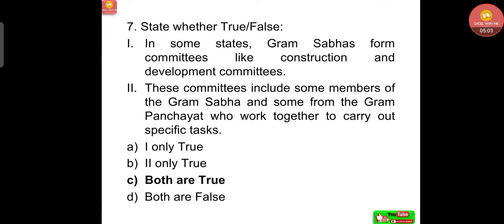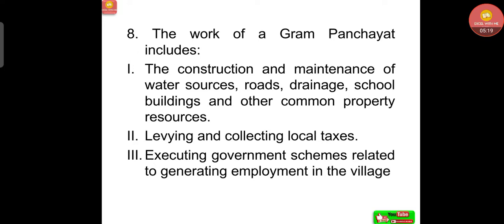Answer to the question, both are true, because in some states Gram Sabhas form committees like construction and development committees. These committees include some members of Gram Sabha and some from the Gram Panchayat who work together to carry out specific tasks.